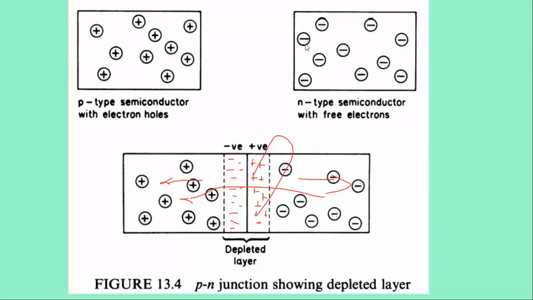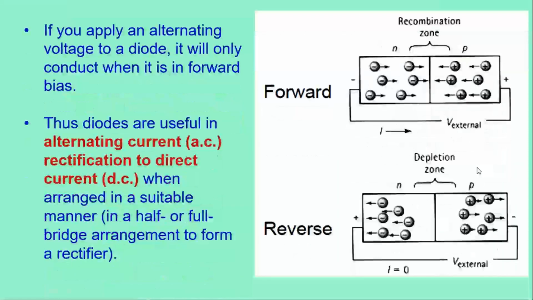Yeah, that's those drawings. So that is the basic operation of a diode. So that's a basic PN junction, and the PN junction device, that's a diode. So that is just what I was explaining here. When we have it in forward bias, we have the recombination zone forming.